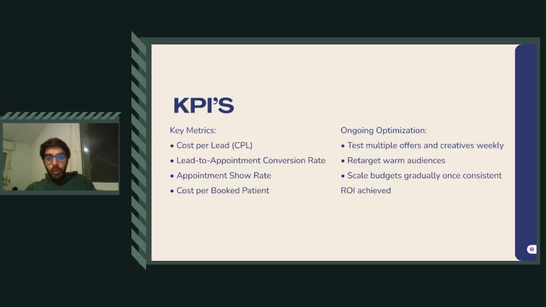What would be the further optimization? We have to test multiple offers and creatives weekly, because after the Andromeda update, it is encouraged to come up with as many creatives as we can. Then we have to retarget warm audiences, those who have already interacted with our content. Maybe they haven't become our customers, maybe they are prospects who never showed up, and we can target them again and again by giving them offers, discounts, and free consultations.